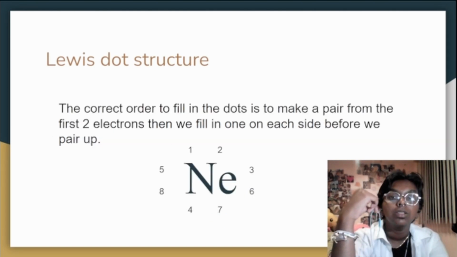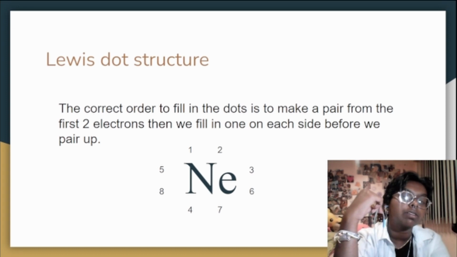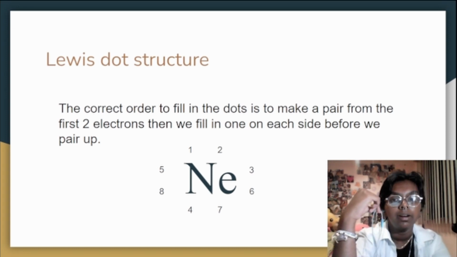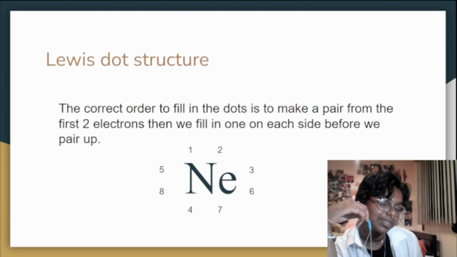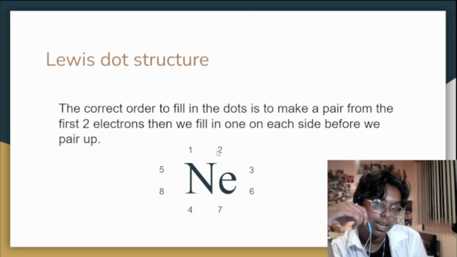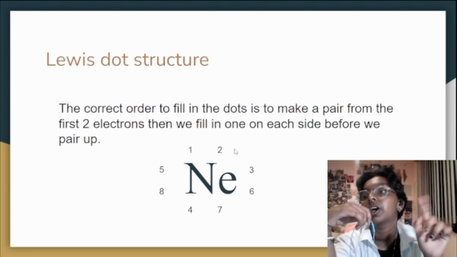Whatever. Lewis dot structure. So the correct order to fill in the dots is to make a pair with the first two electrons, then fill each one on each side before we pair up. So how do you fill in the dots of a Lewis dot structure, right? These two top are a pair, right? They kind of go around in a circle.